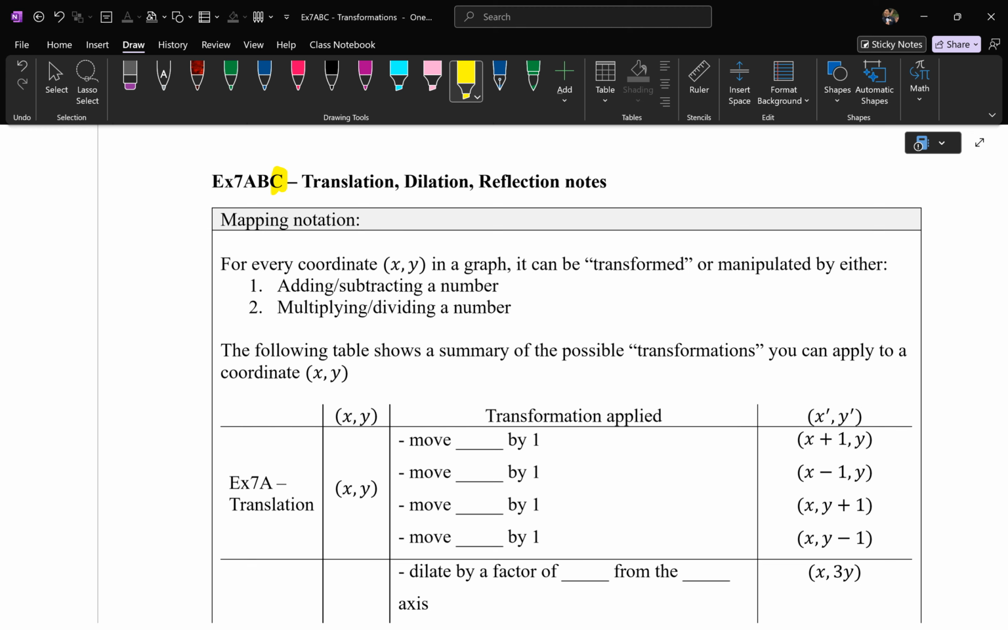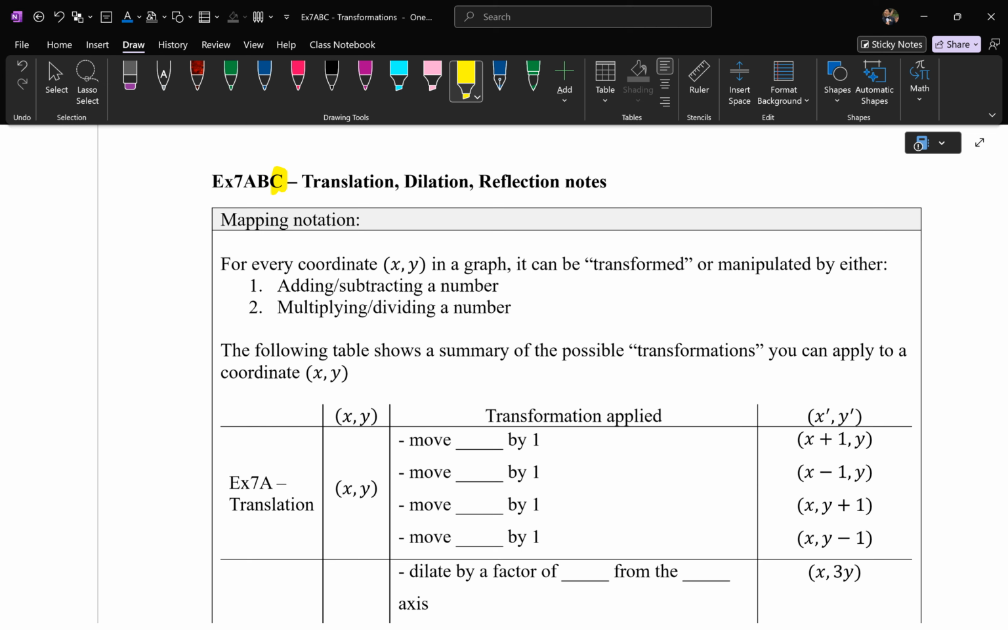So this is what you're going to copy for now, okay? All the things I taught you about moving left, right, up, down, thin, wide, and then flipping and all that, it actually comes from this first exercise, 7C, the theory. So let's take it like this. For every coordinate that you can think of in a graph, so a graph has infinite coordinates, it can be transformed, which means manipulated or changed, by either BODMAS, add, subtract, multiply, divide. That's what we're doing to the numbers, okay?